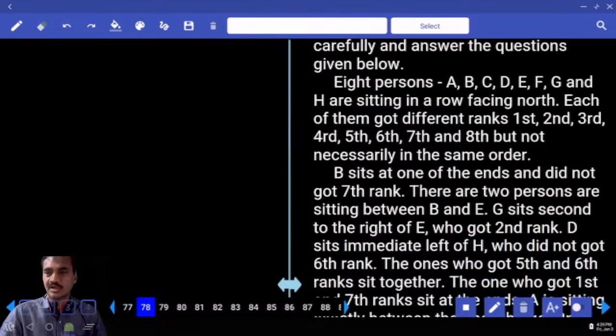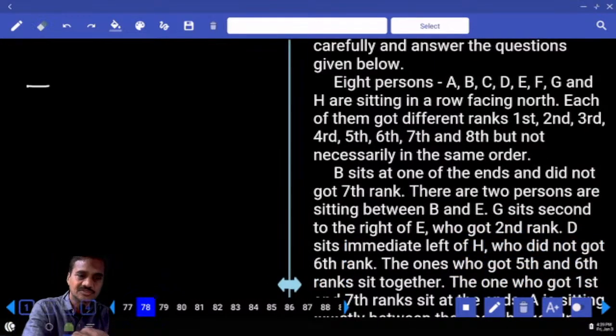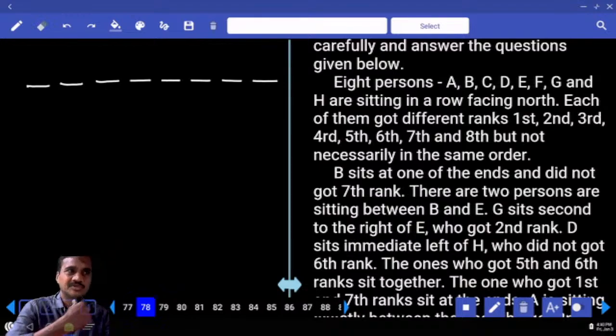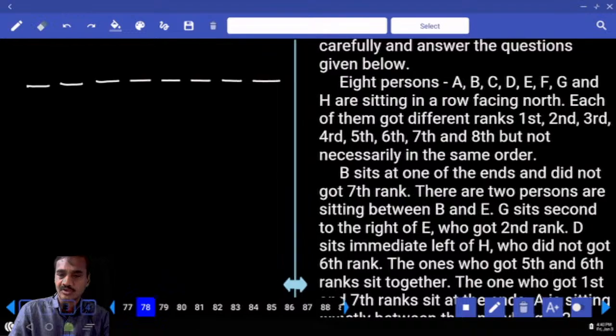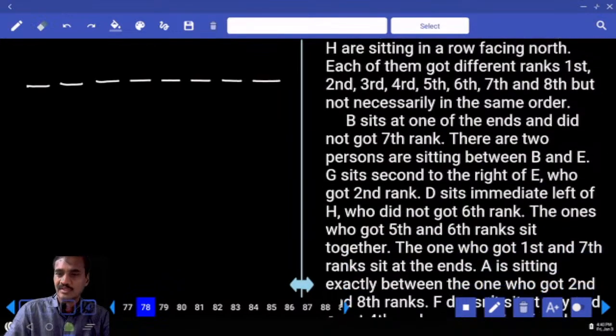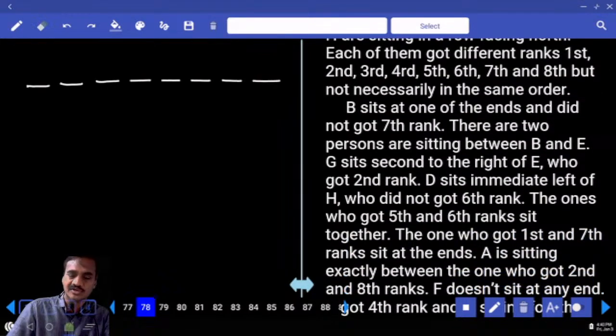Now here, how many persons are there? 8 persons. 1, 2, 3, 4, 5, 6, 7, 8. And who are those 8 persons? A through H are the 8 persons. Each of them got different ranks as well. And B sits at one of the ends and did not get the 5th or 7th rank. My B is at one of the ends.